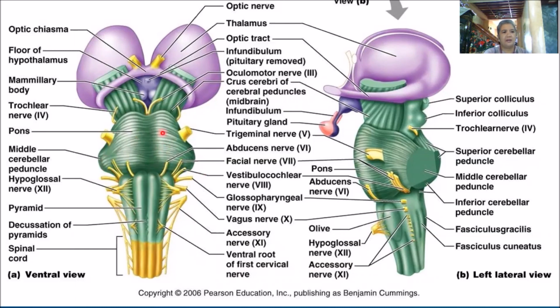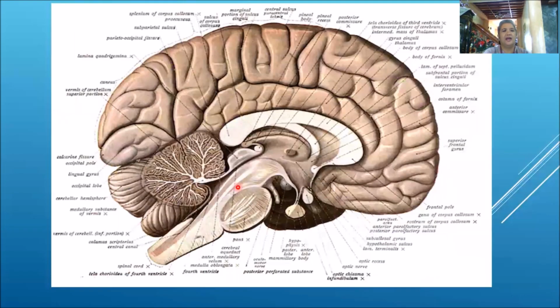I will not discuss the brainstem specifically, because we will have a particular lecture on that. And this is just a sagittal section again of your cerebrum, which will show the different lobes of the cerebrum and the cerebellum, and also the brainstem.